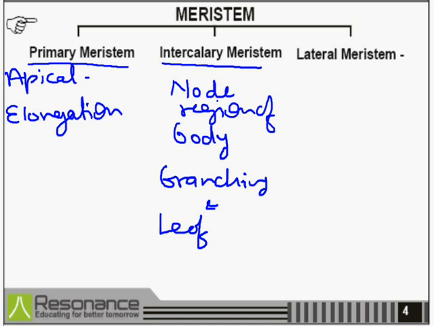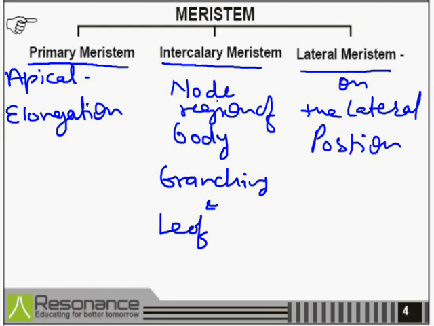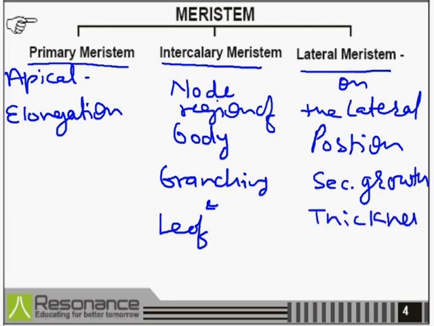And another is the lateral meristem. The third one is present on the lateral position of the plant body. This type of meristem is responsible for the lateral growth as well as secondary growth of the plant body, and this is known as the thickness of the plant body. Thickness of stem.